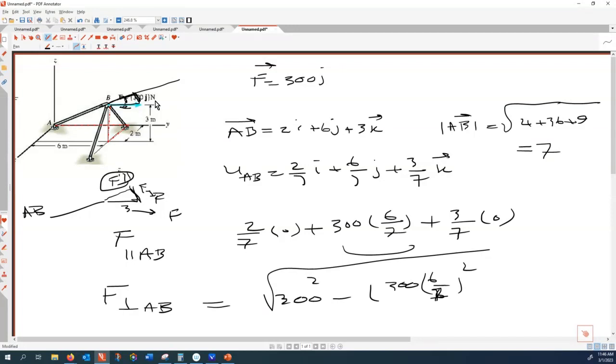And then the second question is, what is the component normal to that direction? To find that normal, you have to construct a right triangle with the force itself being the hypotenuse, the one parallel being the adjacent side, and the component which is perpendicular being the opposite side of the triangle.